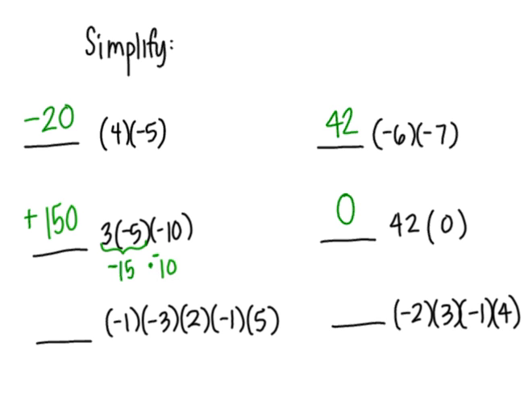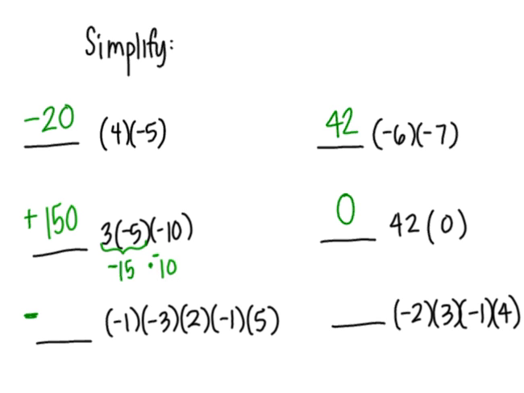Our next group of problems are long strings of numbers which are being multiplied. So I have negative 1 times negative 3 times 2 times negative 1 times 5. At this point, you can choose to deal with the negatives and positives first or deal with them last. It doesn't matter. If I deal with them first, I see 1, 2, 3 negative signs. 3 negative signs, that would be odd, and an odd number of negatives is negative.